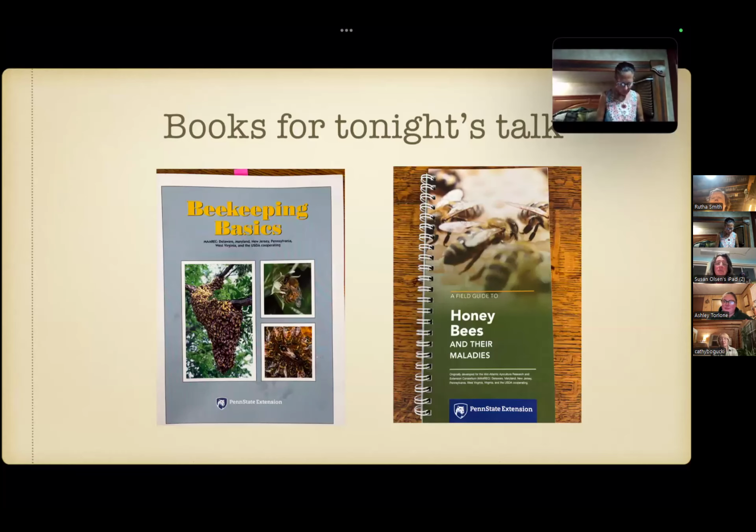Okay. So, me being the geek that I am, the two books that I took this from tonight are both from Penn State. The one on the left is Beekeeping Basics. The book on the right, I think it's like a whopping 10 or 11 or $12. And it is by far just a fantastic investment you can make. It's got wonderful pictures, very succinct descriptions of honeybees and their maladies.